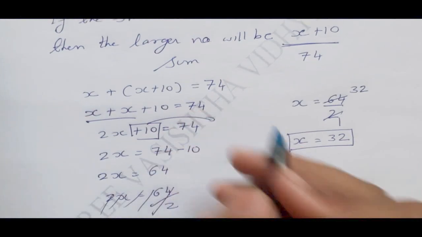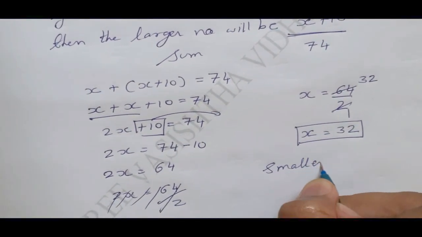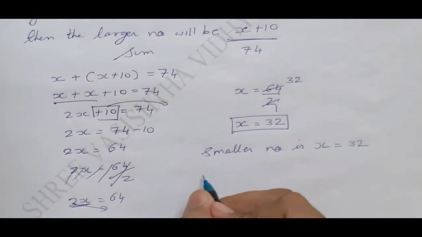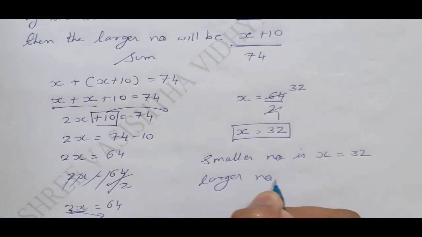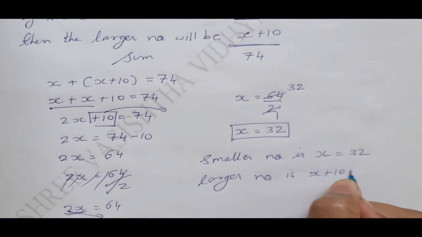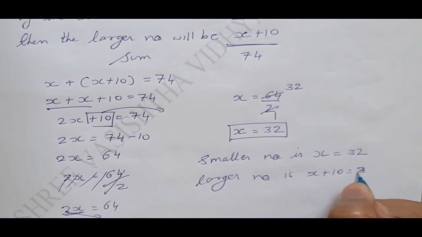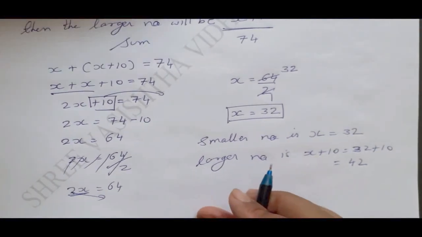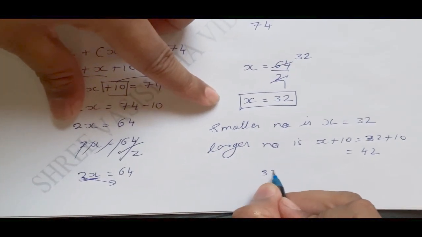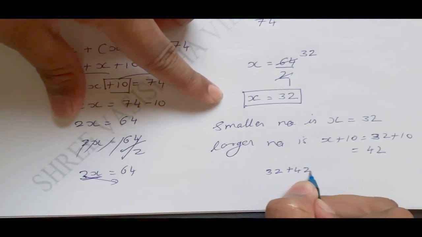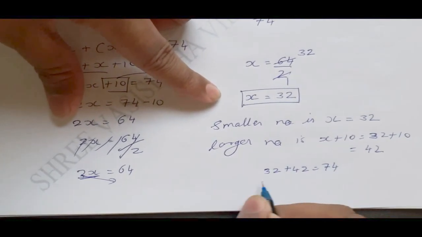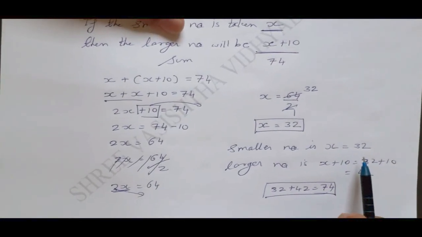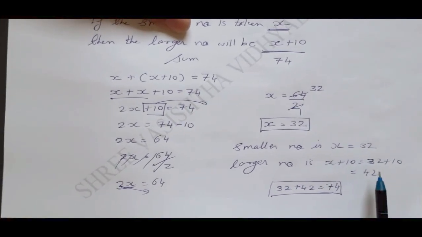Now here we had considered that the smaller number is x, so it will be 32, and the larger number is x plus 10, that is 32 plus 10, so it will be 42. And if we have to verify it, 32 plus 42 is equal to 74. So we can see here that the desired numbers are 32 and 42.